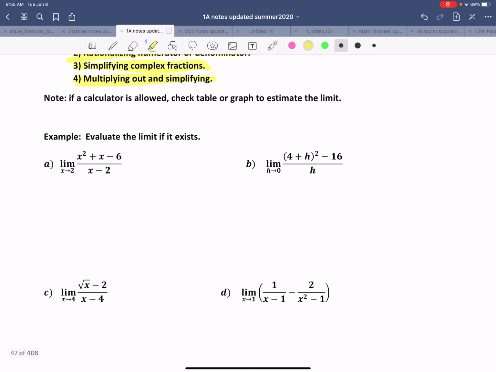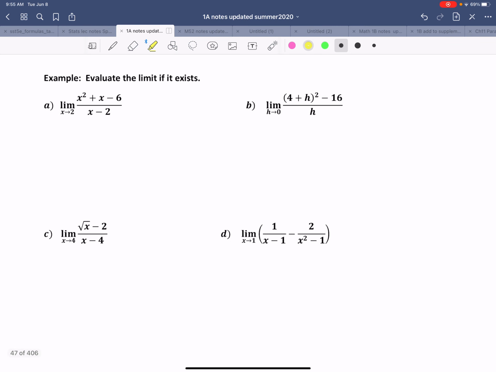So here's a couple of examples. We're going to be using algebra techniques here for the homework for this section. Only use algebra techniques. Do not use graphical method or numerical method to evaluate the limits. Stick with the algebraic method to evaluate the limits so that we can get the practice of how to evaluate limits algebraically.